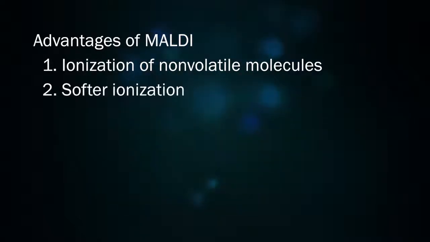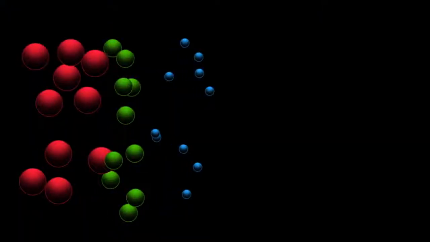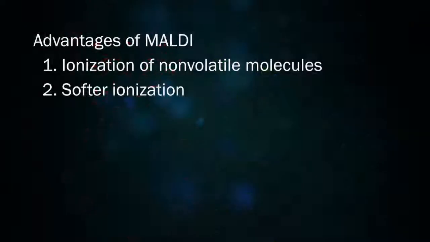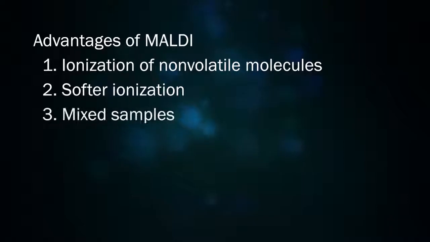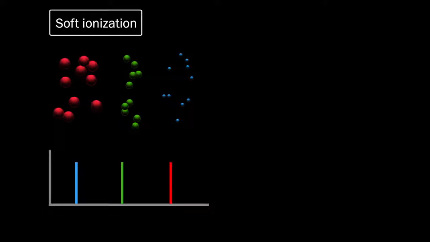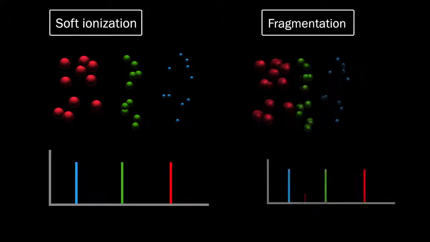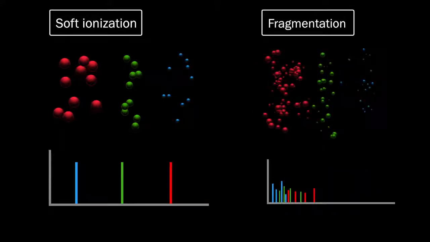MALDI is considered a soft ionization method, meaning the complete molecular ions remain intact when ionized. Harsher ionization, like electron impact, can cause the molecules to fragment. This soft ionization makes the direct mass spectrometry of mixed samples possible. When only the molecular ions are observed, the mass spectrum shows the distribution of the different particles in the sample, arranged by their mass-to-charge ratio. For mixed samples with fragmented ions, the overlapping fragment masses would make identification of the individual components very difficult.